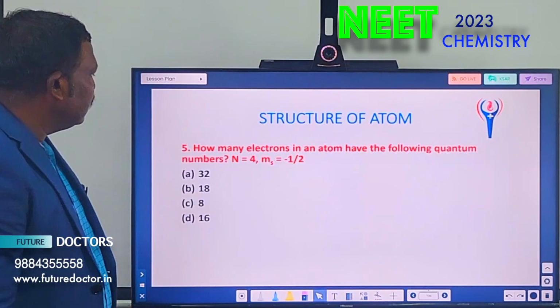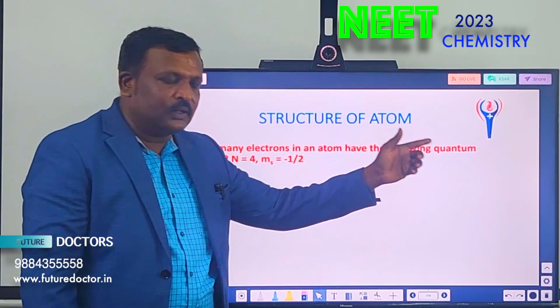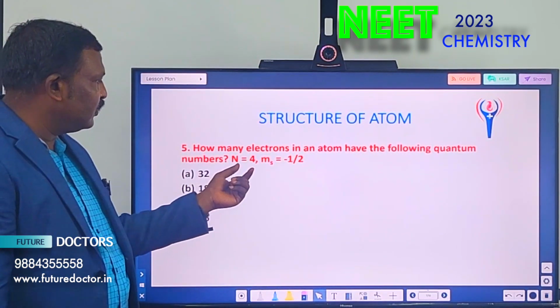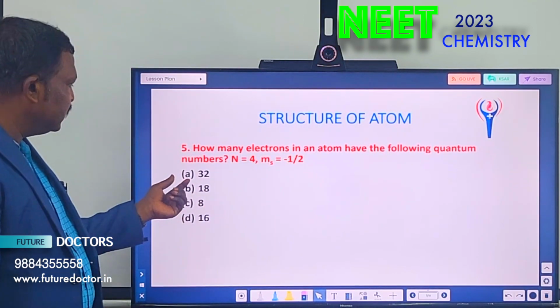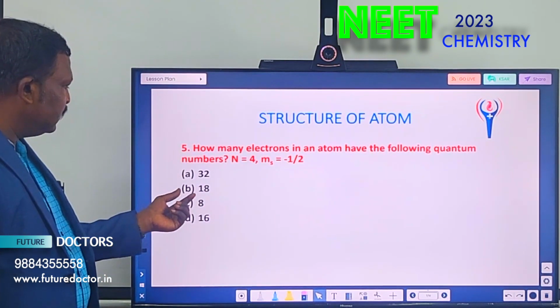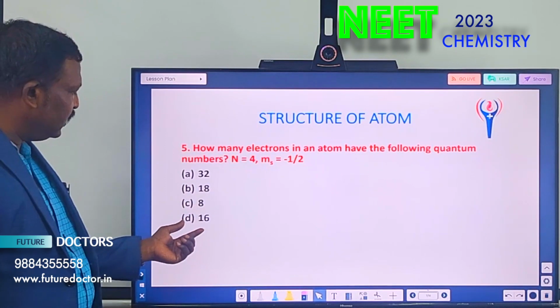Next one. Fifth one. How many electrons in an atom can have the following quantum numbers? n = 4 and m, the magnetic quantum number, is equal to minus half. Option A 32, option B 18, option C 8, option D 16.